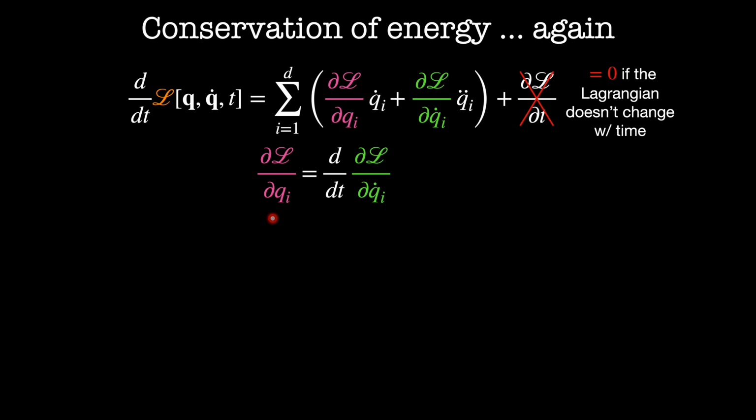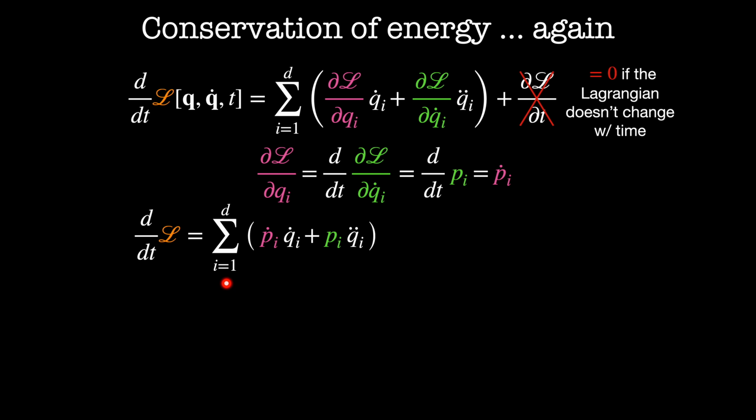∂L/∂qi is equal to d/dt of ∂L/∂qi-dot. But based on our definition of generalized momentum, ∂L/∂qi-dot, we can identify ∂L/∂qi with the rate of change of the generalized momentum, which is pi dot. Then the derivative of the Lagrangian with respect to time equals the sum on i equals 1 to d of pi dot times qi dot plus pi times qi double dot. And we'll use our favorite trick from this unit, which is undoing the chain rule, to rewrite this as d/dt of p dot q dot.